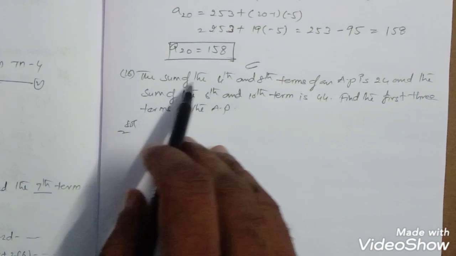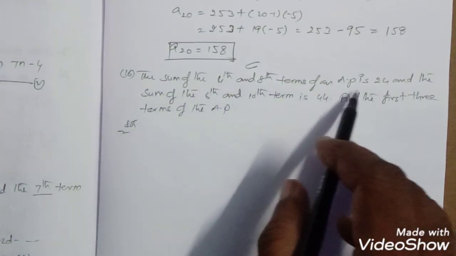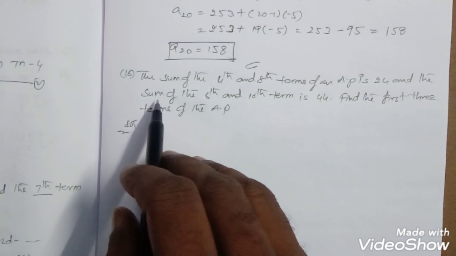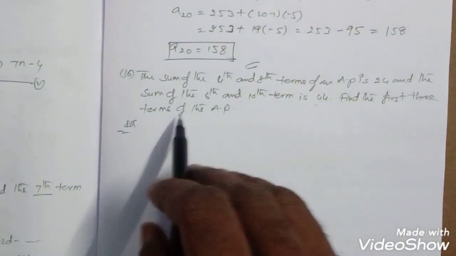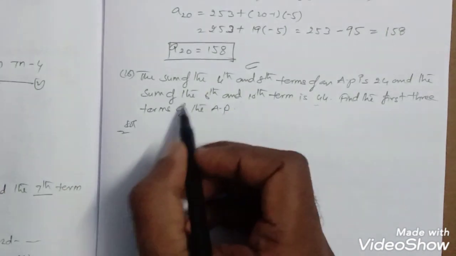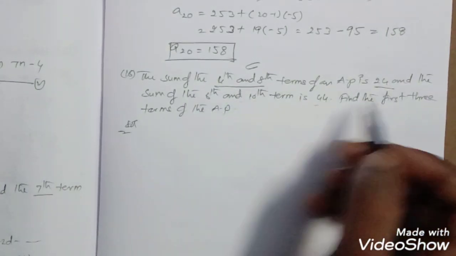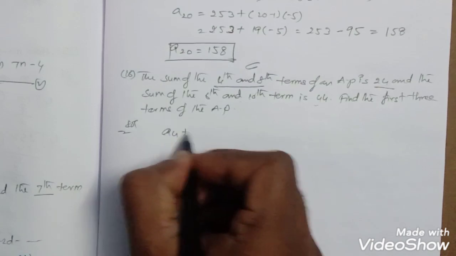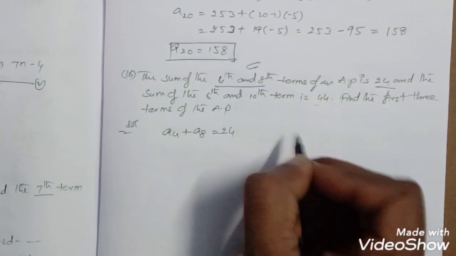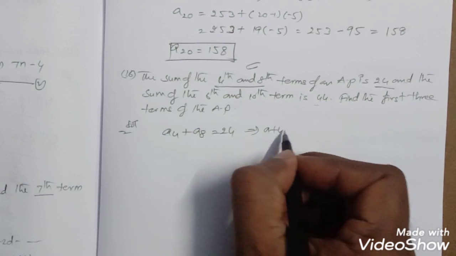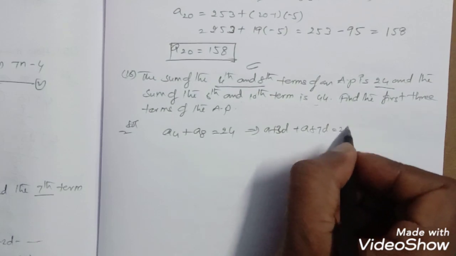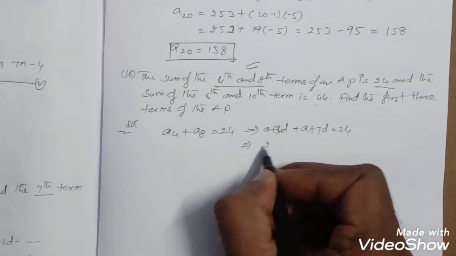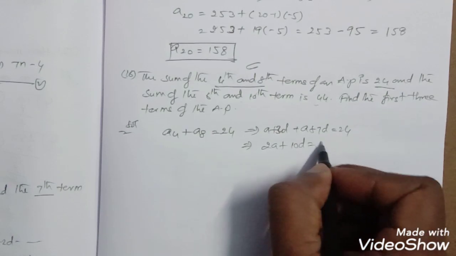Okay, next question. The sum of the 4th and 8th terms of an arithmetic progression is 24 and the sum of the 6th term and 10th term is given as 44. Now find the first 3 terms of the arithmetic progression. As per your first condition, the 4th and 8th terms sum to 24. So a4 plus a8 is equal to 24. a4 I can write as a plus 3d, plus a8 as a plus 7d, is equal to 24. Now a plus a is 2a, plus 10d is equal to 24.